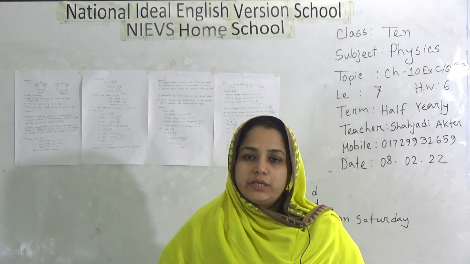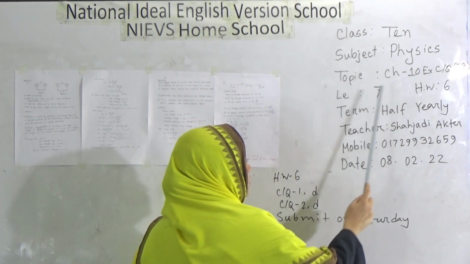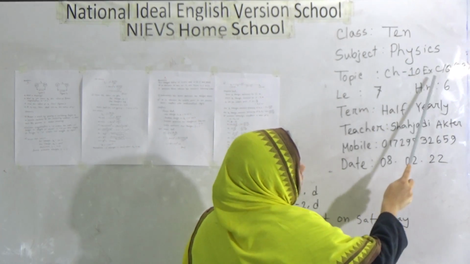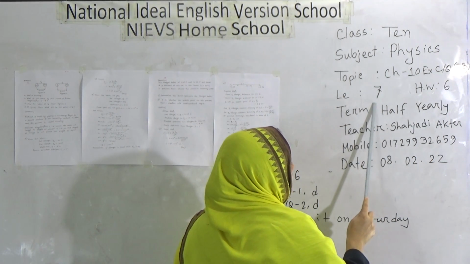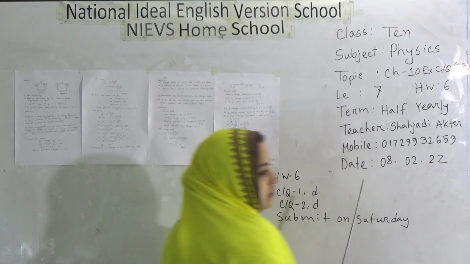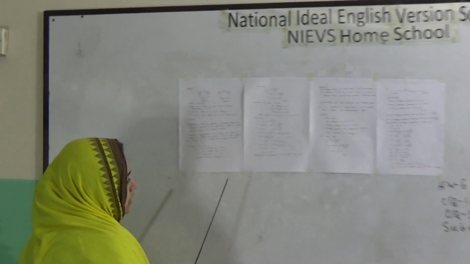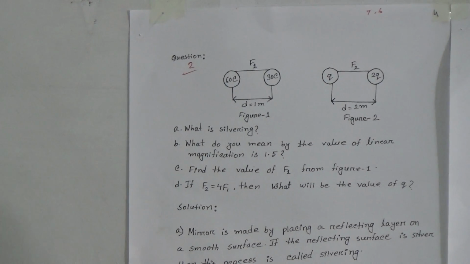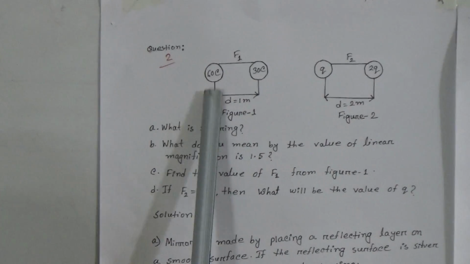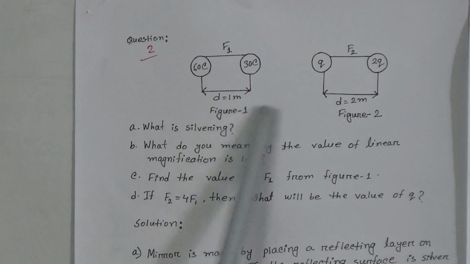Today I am going to take a physics class for class 10 students. Our today's topic is Chapter 10, Extra CQ 2 and 3, and today's lecture number 7 and SW number 6. My dear students, let's start our class. This is Chapter 10, and in this class we will solve 2 extra CQ from the test paper. This is extra CQ number 2 and this one is number 3. Now see the stream at first.